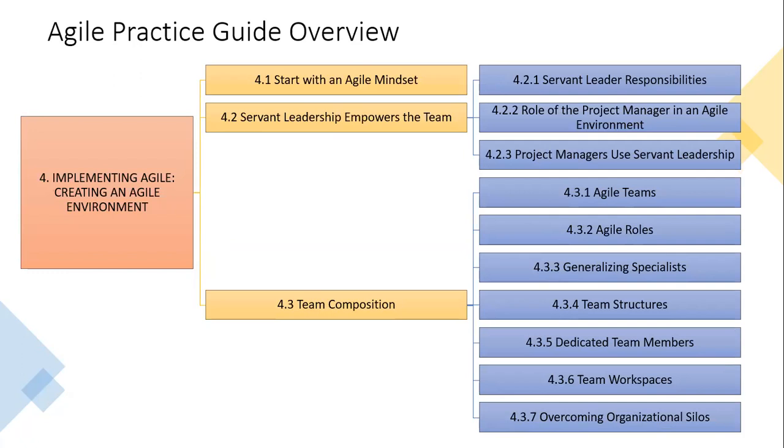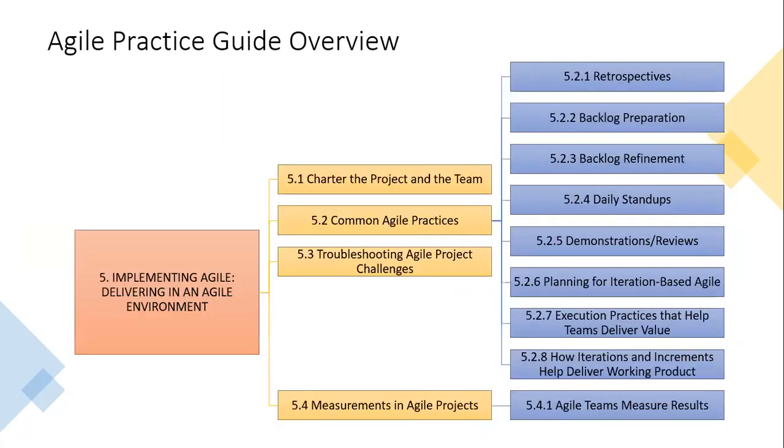We'll take a look at starting with an agile mindset, servant leadership, and team composition. And as we go through these, we'll be covering servant leader responsibilities, the role of the project manager in an agile environment, project managers using servant leadership, agile teams, roles, generalizing specialists, T-shaped skills, I-shaped skills, broken comb, all that stuff, team structures, the importance of dedicated team members, teamwork spaces, and overcoming organizational silos.